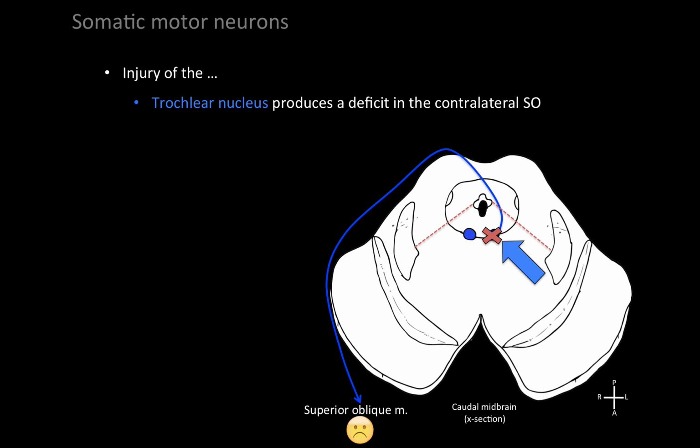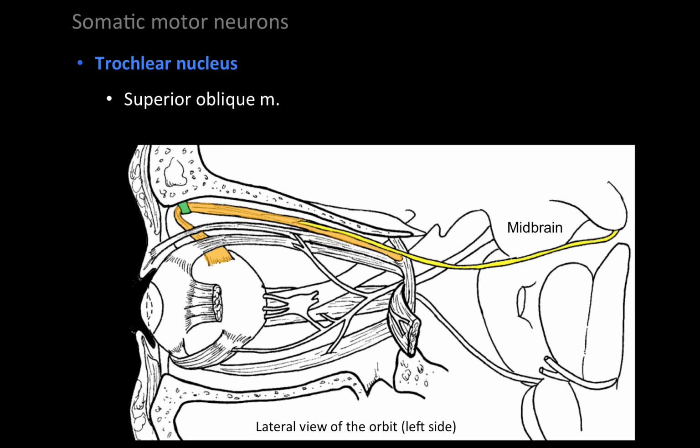And so if there's injury of the trochlear nucleus, as that red X demonstrates, this produces a deficit in the contralateral superior oblique muscle. Whereas injury of the trochlear nerve produces a deficit in the ipsilateral superior oblique muscle. The nice thing is, I don't think anywhere you're going to be tested on, well, I'm saying this as if everyone's a med student, but this is a concept where rarely do you have to determine which side a lesion is for trochlear nerve or nucleus.